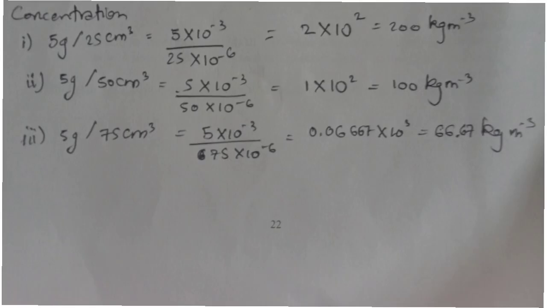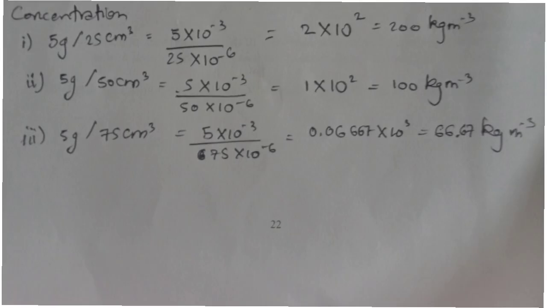Finding the concentrations of the sugar solution being used is very simple. When you start, you use 5 grams of sugar dissolved in 25 centimeter cube of water. The concentration when converted to SI units will be 5 grams is 5 × 10^-3 kg, divided by 25 × 10^-6 to get it into meter cube, which gives you 200 kg per meter cube, which is 20% sugar solution.